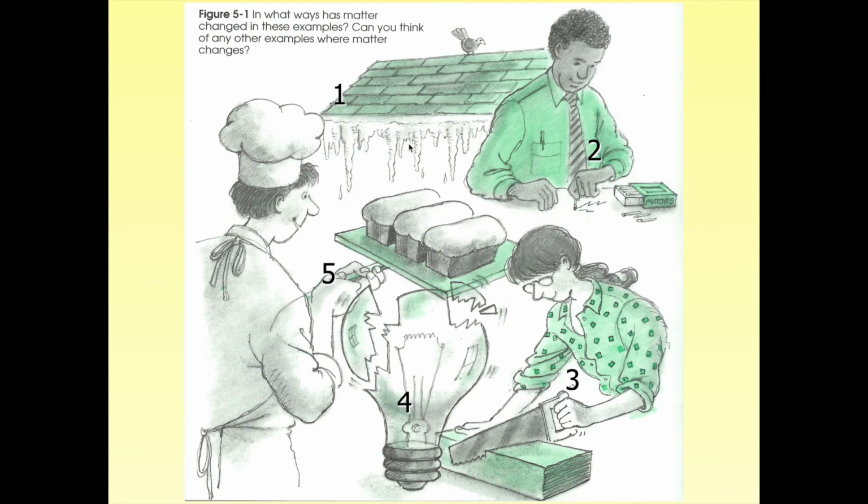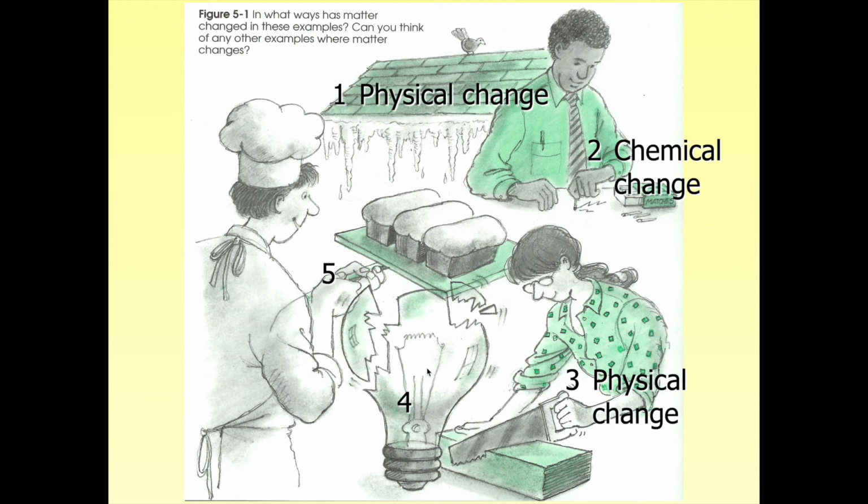With melting ice, are we making anything new? We are making liquid water, but it's still the same particles. So if you guessed physical change, you'd be correct. With lighting the match, where we produce smoke from the match, that's a chemical change because we have something new being formed. The smoke is a new material or a new substance. Third one, when we saw the wood in half, are we making anything new? No, we're not. So it's a physical change. With the light bulb breaking, we've got the light bulb, now it's in broken pieces of glass. So again, it's still the same glass, so it's a physical change.